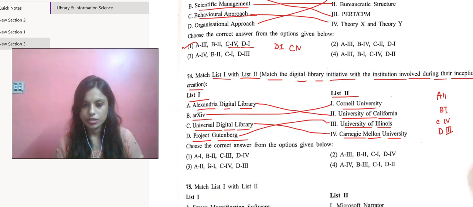So among the options we have A2. Yes, this one, number 3 is the correct option. A2, B1, C4 and D3.